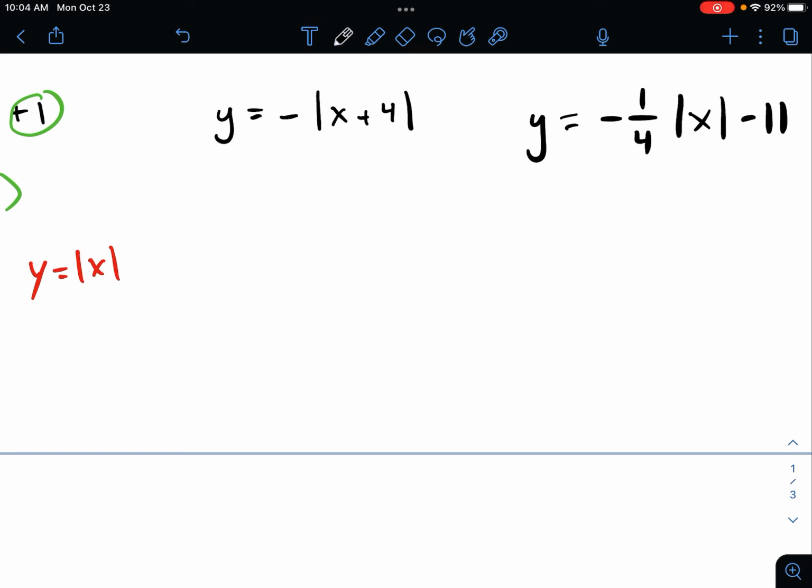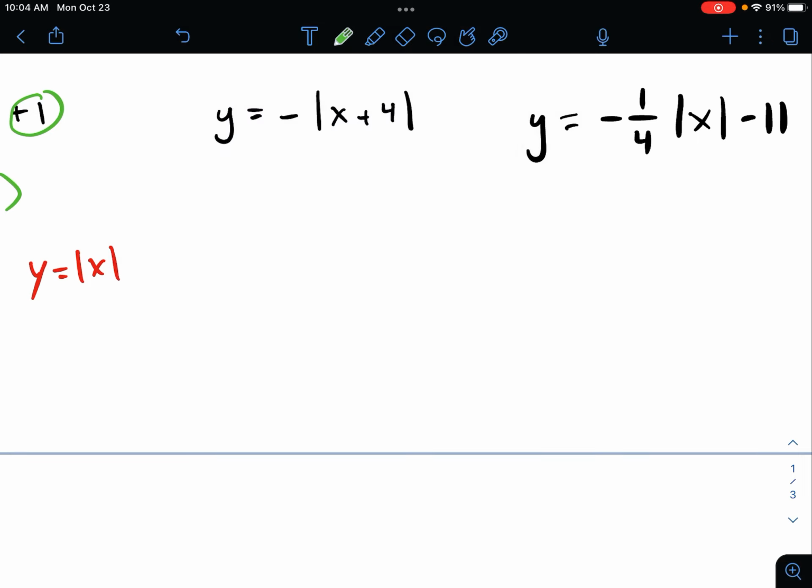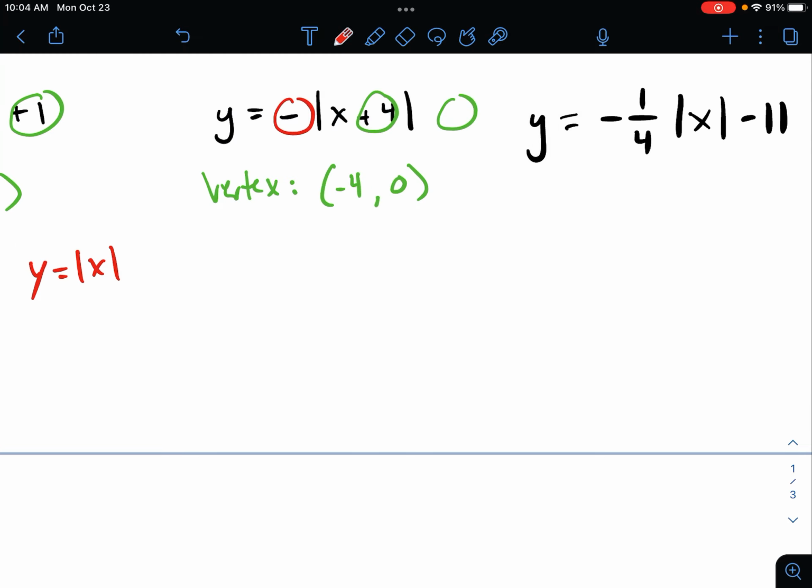We have y equals negative absolute value of x plus 4. So if I think about my vertex, it is going to be located at (h, k). So we see that we're going to have negative 4. There's no value after the absolute value, so that's just a 0 for the y. And then we can think about the value of a. Well, here a is equal to negative 1.